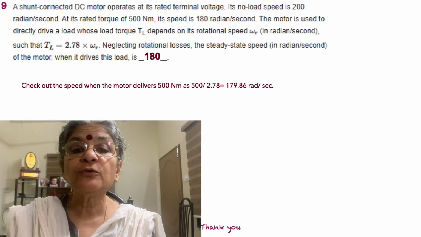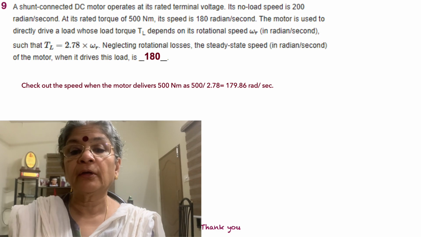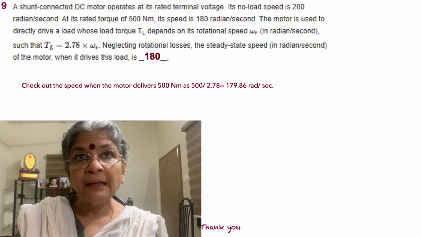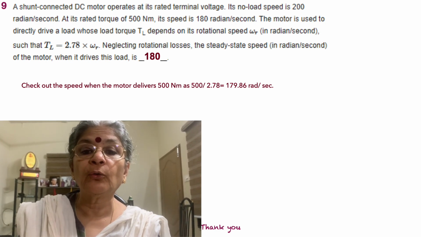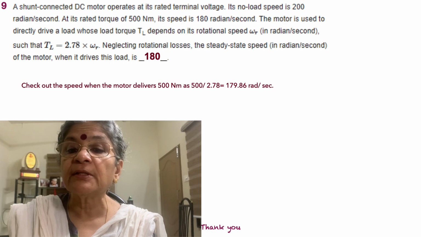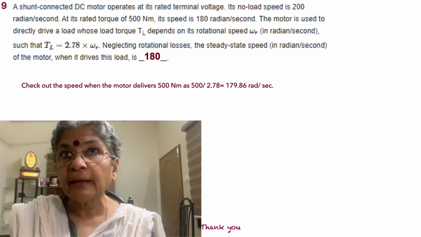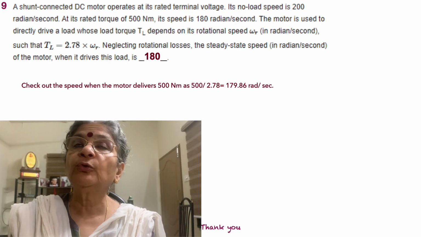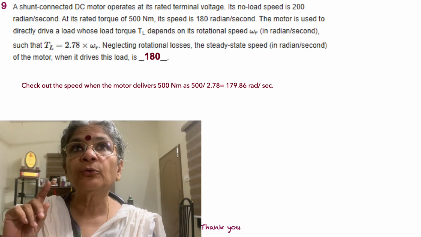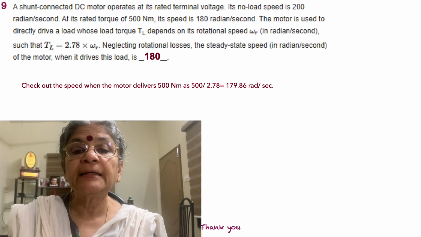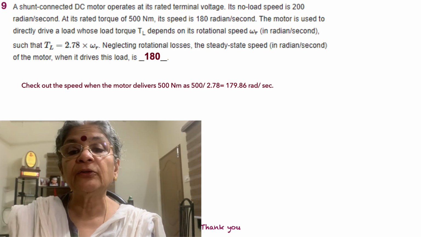The motor is used to directly drive a load. In fact, every motor is supposed to be built such that it can cater to a particular load. And what is this load? It has a load torque TL, which depends on its rotational speed omega R, again in radians per second. So please be very careful: always remember to use 2 pi N by 60 to convert to radians per second, such that TL is equal to 2.78 into omega R.